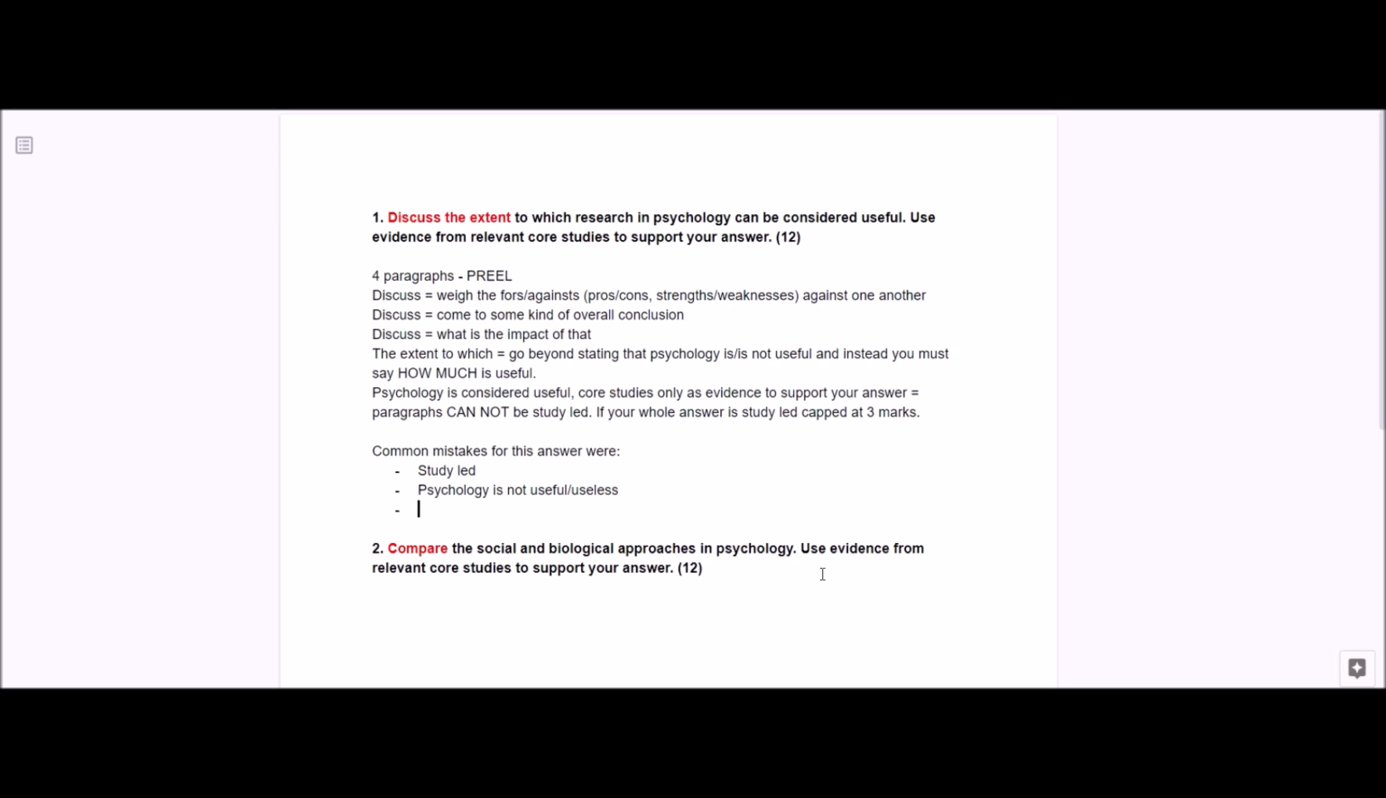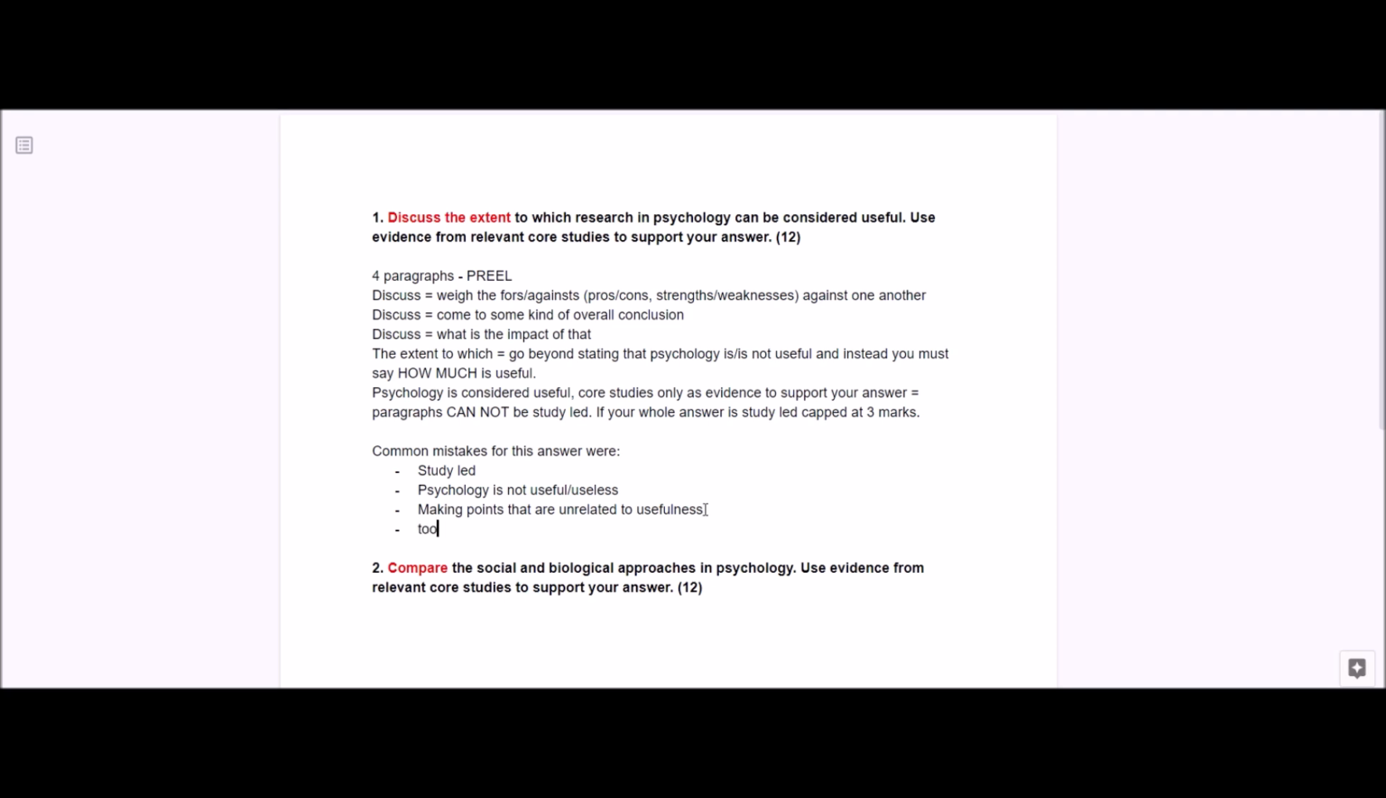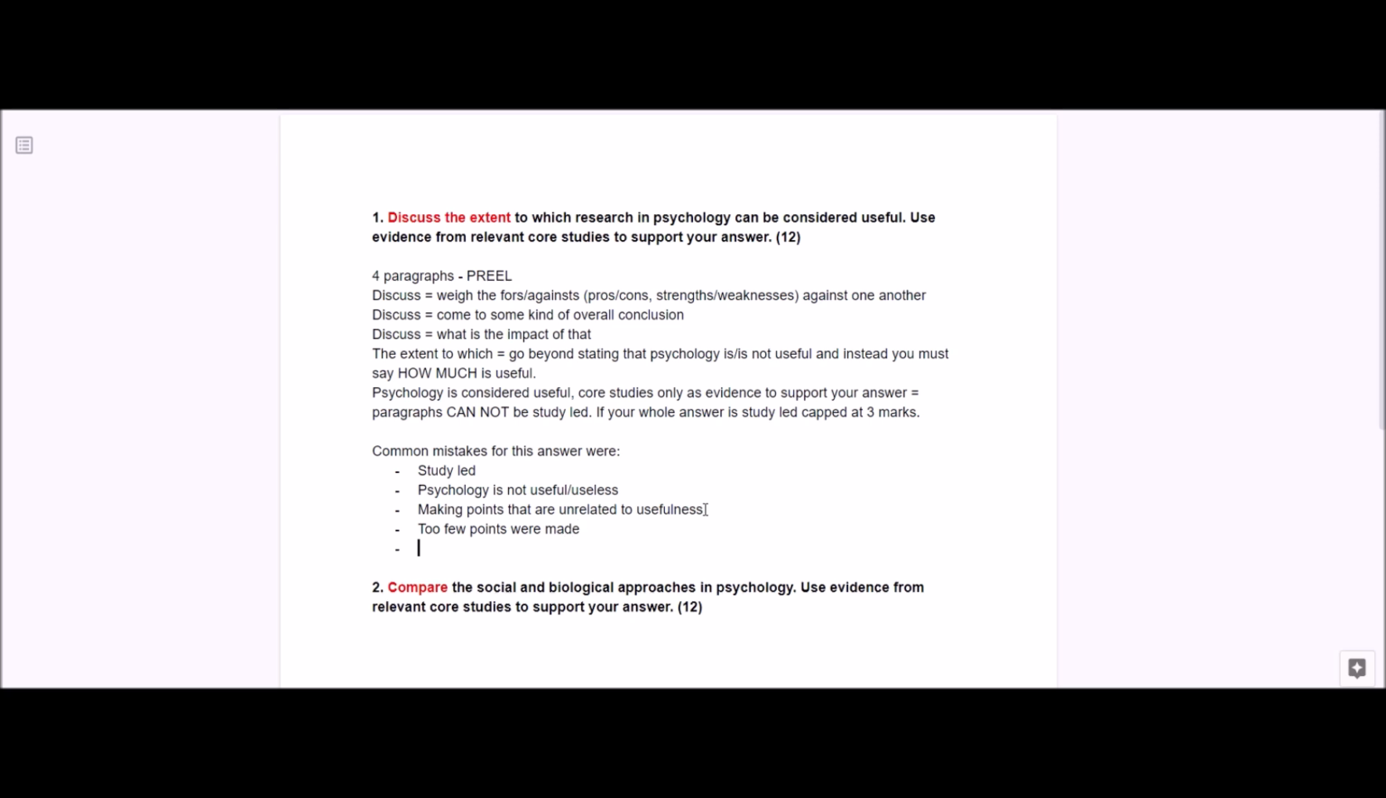Another common mistake was making points that are unrelated to usefulness and trying to make them about usefulness. Other common mistakes were things like too few points were made. Okay, so some people only made like 2 points, one in which it is useful, one in which it isn't. Therefore, you're only ever going to get a maximum of about 6 marks. And other common mistakes were in terms of structure.